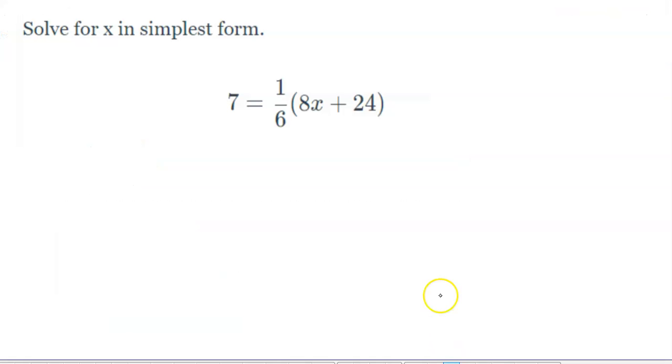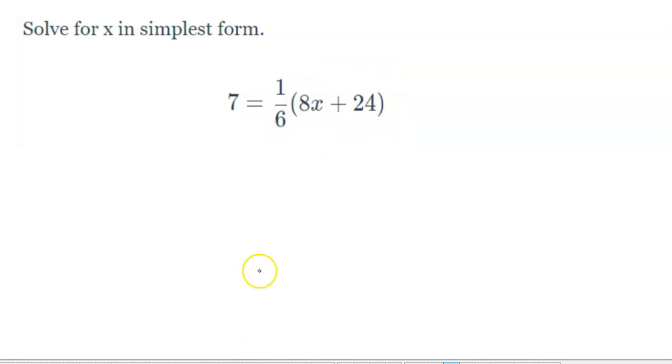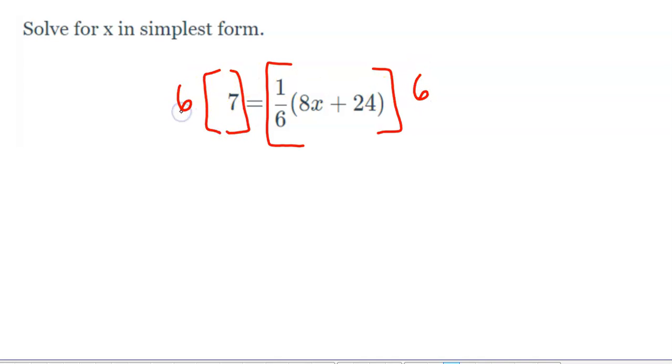So let's take a look at our right-hand side of the equation. We actually have one quantity here, 8x plus 24, and it's being multiplied by the fraction 1/6. Now we certainly could multiply here, but this will result still in a fraction. So what I'm going to do is take this entire side and multiply it by 6, and this entire side and multiply it by 6, because that's a property of equality.